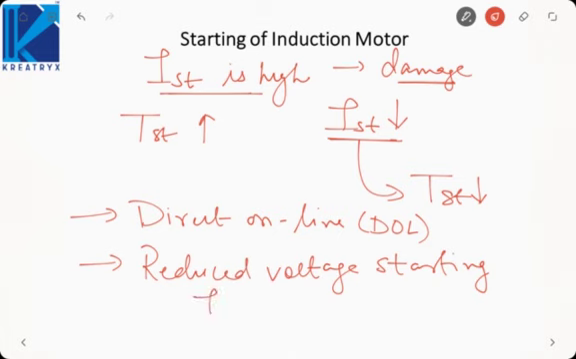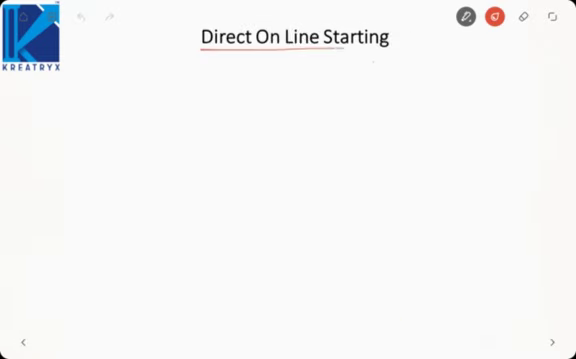Reduced voltage causes a reduction in starting current, but it also causes a reduction in starting torque. This can cause inoperation of the machine, because as I told you in the last lecture, if the starting torque is less than load torque, the machine will fail to start. That is why we cannot have the starting torque reduced too much, because otherwise the motor may not start. So let us see each and every method. First is the direct online starting.